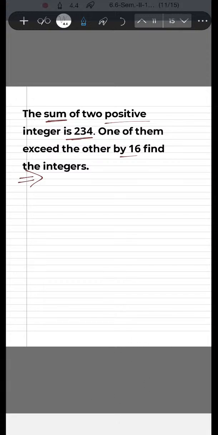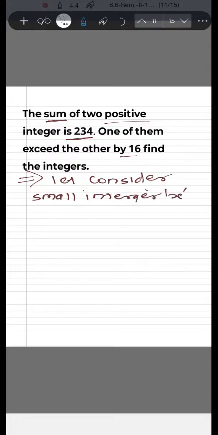So here first I am going to take that unknown value as x. So that smaller integer, don't forget to write that because we are considering, let's consider what we have to consider. A smaller integer is x.